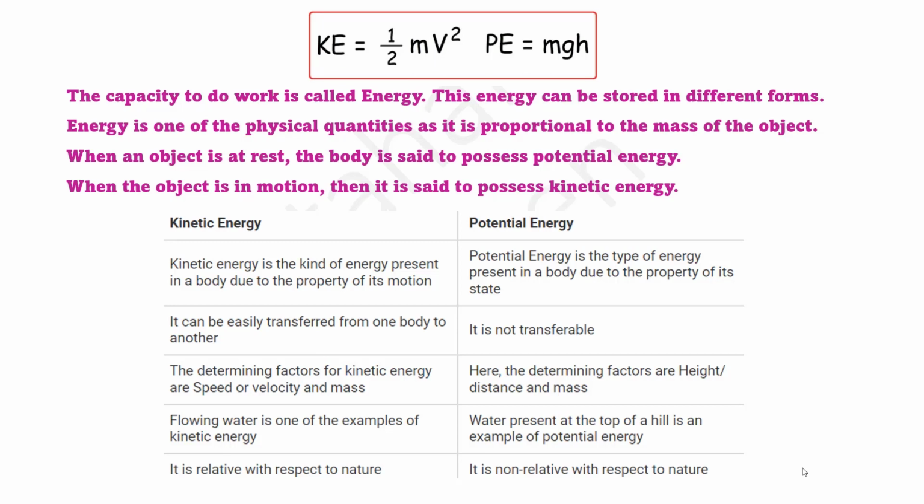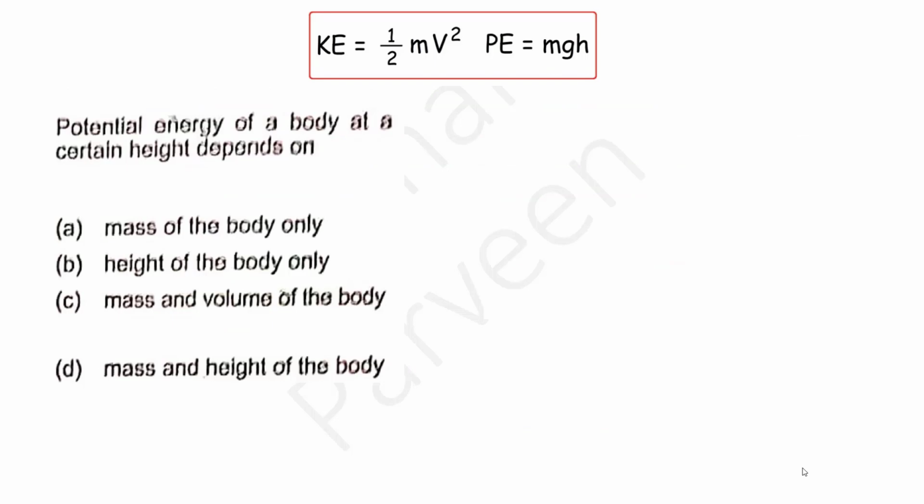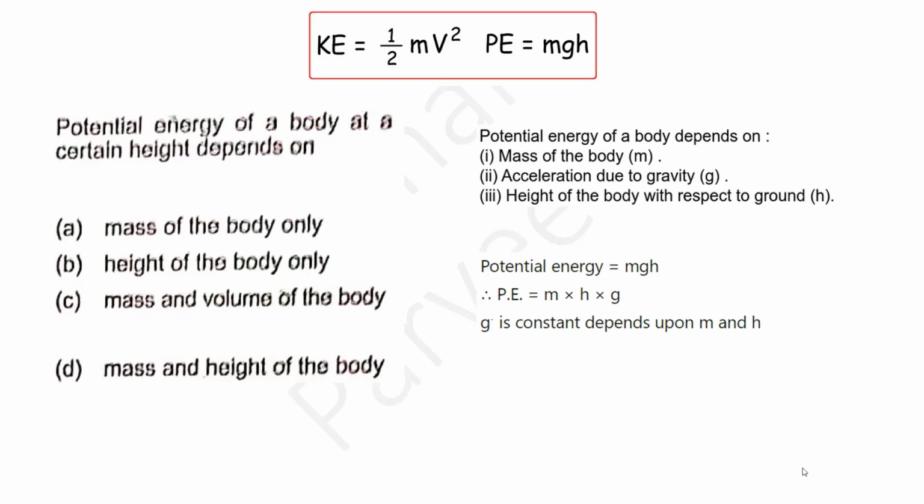Now this kinetic energy is relative with respect to nature because it is moving, right? Now potential energy is non-relative with respect to nature because it is not moving, it is just stationary. The body is stationary, then only it will have potential energy. The potential energy of a body at a certain height depends on, of course, its mass, acceleration due to gravity, and height. That's why here option D will be the right answer.